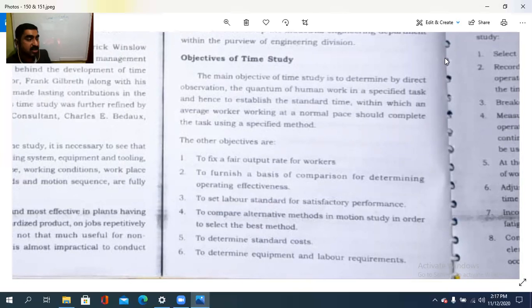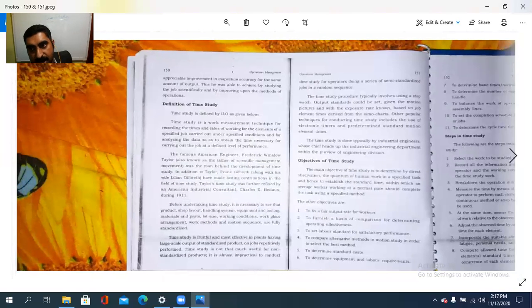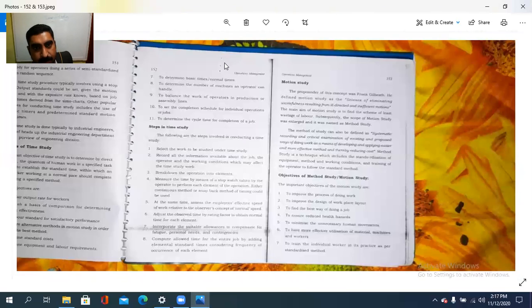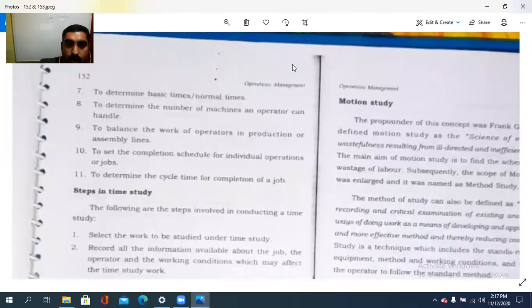To determine the standard cost. Standard cost should be determined. And to determine the equipment and labor requirement. Equipment also and the labor requirement. And to determine the basic times or normal times. ശരാശരി ആയിട്ടുള്ള, basic ആയിട്ടുള്ള times, motion study, movement of the work to be undertaken. Then to determine the number of machines an operator can handle. എത്ര machines ഒരു operator handle ചെയ്യാം എന്നുള്ളത് അത് തീരുമാനിക്കപ്പെടും.